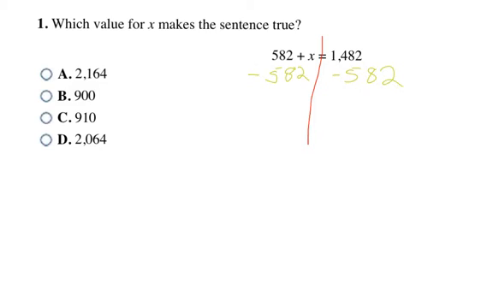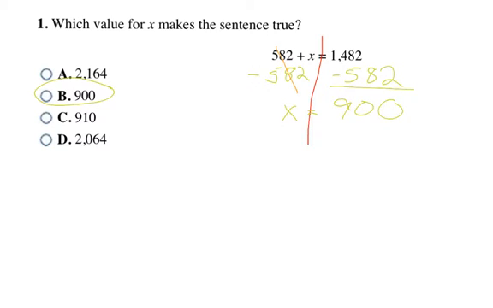And so here, when you take 582 minus 582, that's 0. So that leaves us with nothing there. So we can just cancel those out. And we're just left with x on this side. And that's going to equal, when you subtract 1,482 minus 582, that's going to leave you with 900. So now I'm done with the problem. X equals 900, which is going to be B.